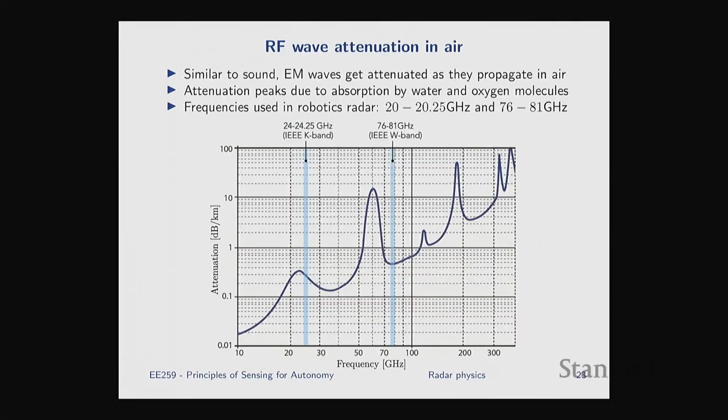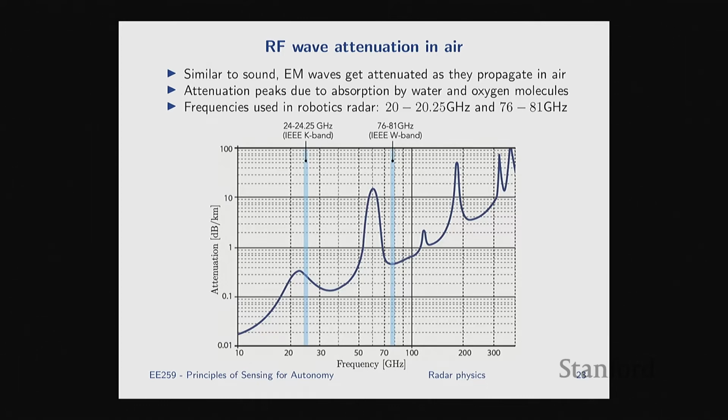Okay, so just like acoustic waves, electromagnetic waves also get attenuated as they propagate in air. Remember, in the case of acoustic waves, we talked about Stokes' law of attenuation, which told us basically that higher frequencies get attenuated more than lower frequencies. And that kind of determined the range of frequencies that was useful for sonar sensing in robotics. The same idea applies to electromagnetic waves. It's not governed by Stokes' law, but nevertheless, there is attenuation at different frequencies.